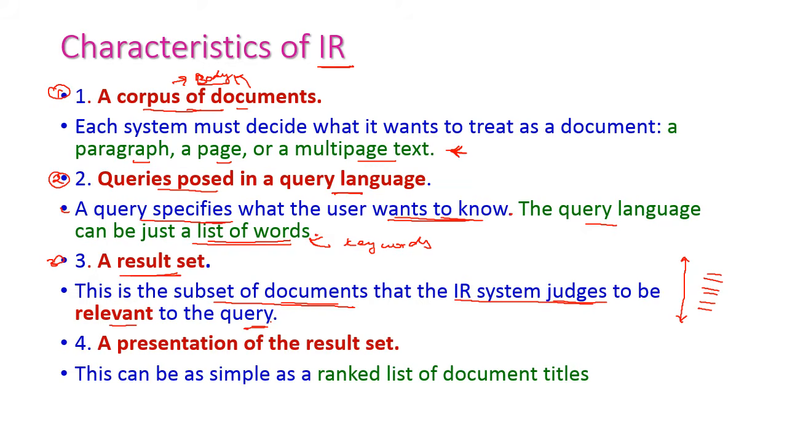The next one is a presentation of the result set. How will the result be presented? This can be as simple as a ranked list of document titles. Very simple is a ranked list of document titles. If it is very complicated, it could be a 3D model, where the 3D colored model will be displayed on a 2D screen.